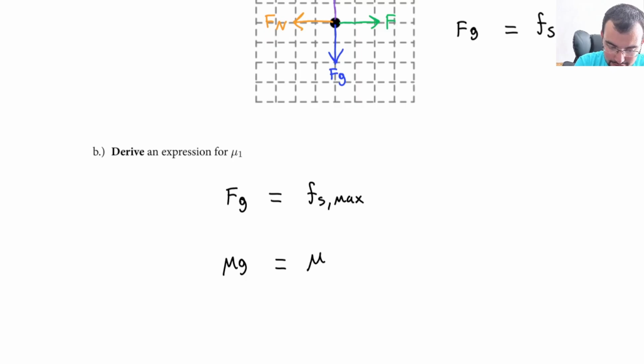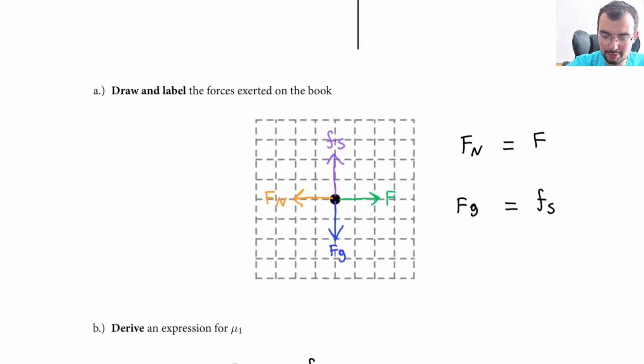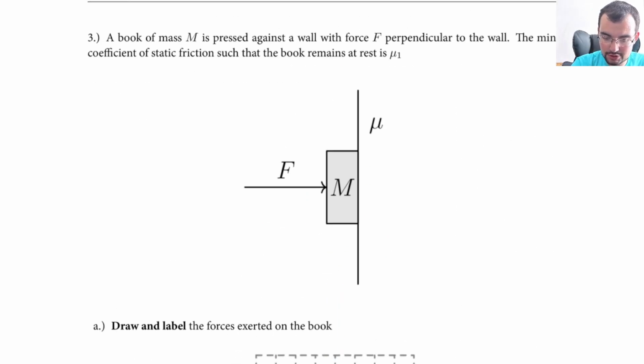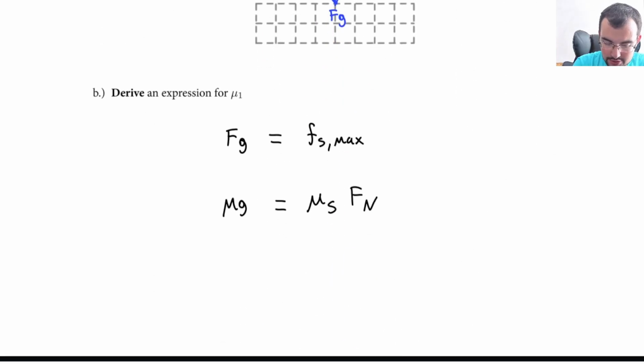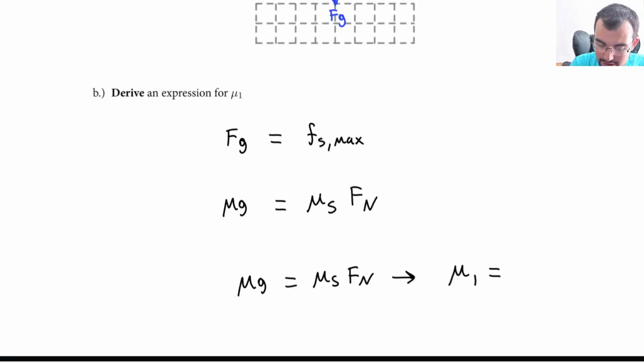Max value of static friction is mu s times the normal force. And then according to our force diagram and force balancing, the normal force is just going to serve to balance that into the wall pushing. So mg is equal to mu s times Fn, or this minimum coefficient mu1 is just going to be mg divided by the force F.